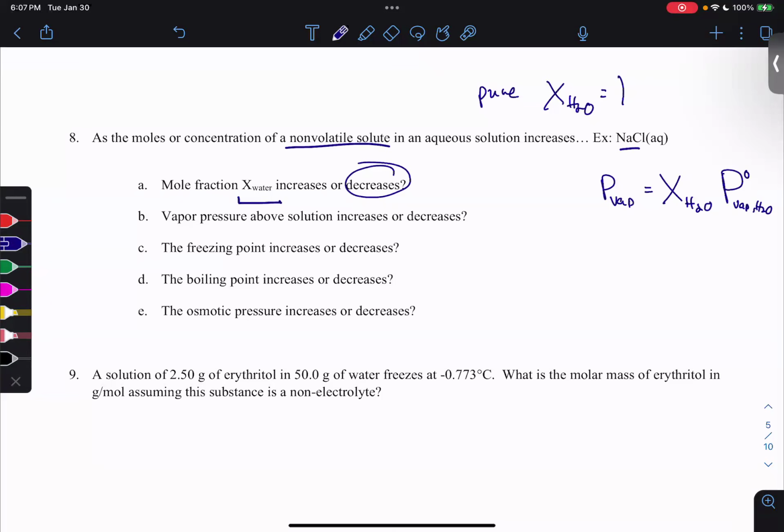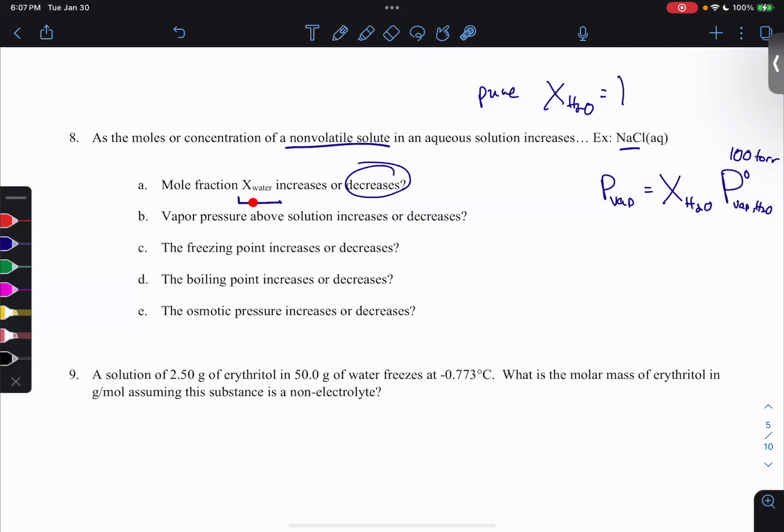So if we think about it, let's say you have a pure water sample, and I'm making up a number, let's say pure water has a vapor pressure of 100 torr. If the water sample is pure, mole fraction is what? 1. So the measured vapor pressure will be 1 times 100, so 100 torr, because it's a pure water sample.